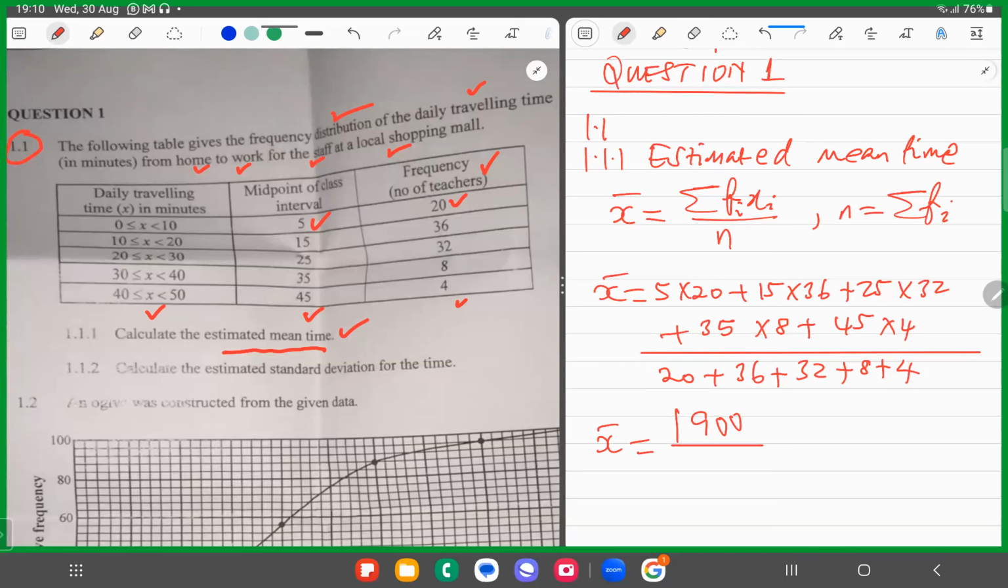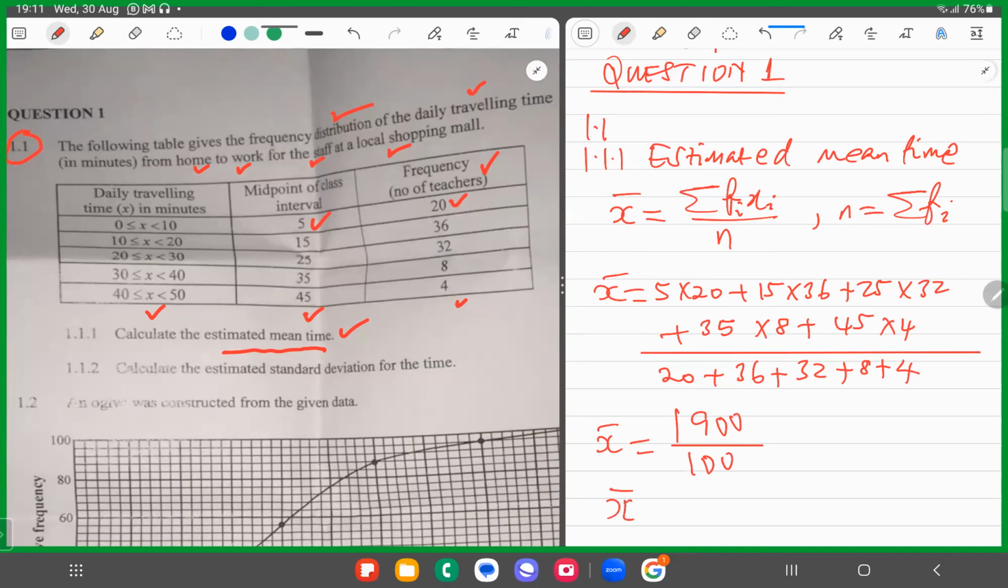You divide everything by, so you have 5 by 20, and then you have 15 by 36, you have 25 by 32, you have 35 by 8, you have 45 by 4. And then you have 20 plus 36 plus 32 plus 8 plus 4. And what is the result? Okay, this is giving 100.